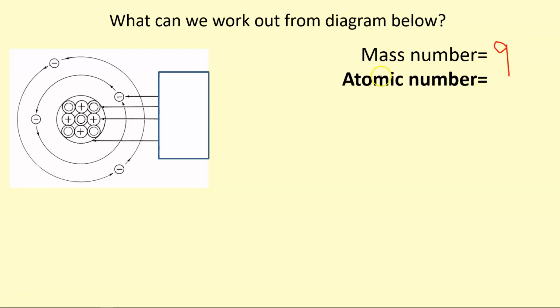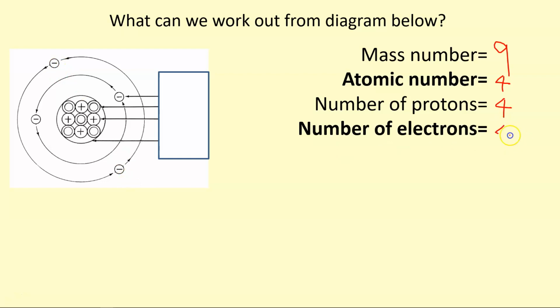The next thing we could work out is the atomic number. The atomic number is equivalent to how many protons are there. Protons are the positive particles. In the center there are 4, so we could say there are 4 protons. The next thing we could obviously work out is the number of electrons. If we look at the diagram, 1, 2, 3, 4. So it has 4 electrons. As it has the same number of protons and electrons, it isn't an ion but is an atom.